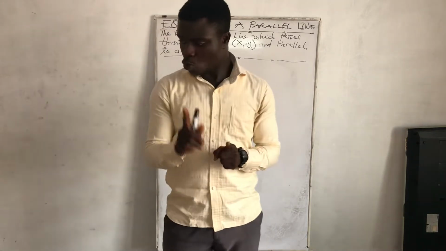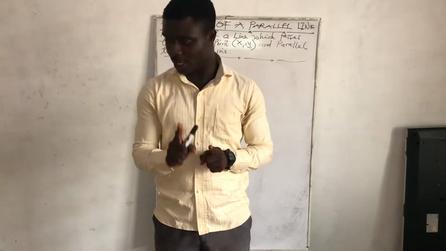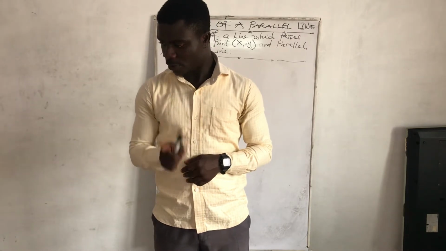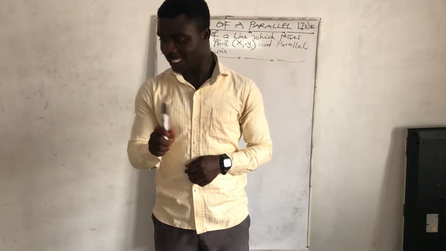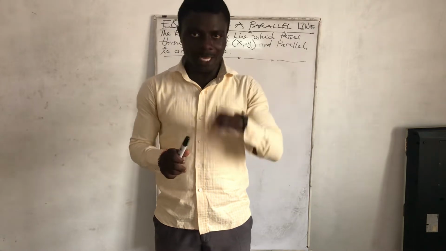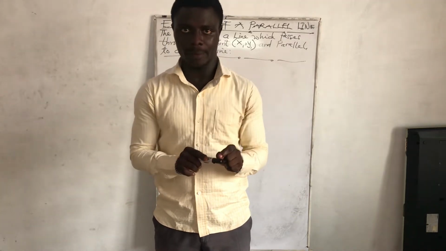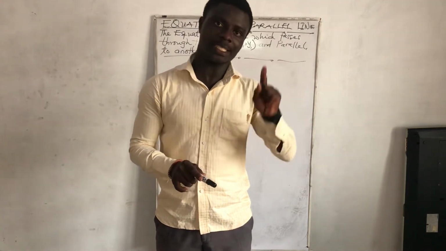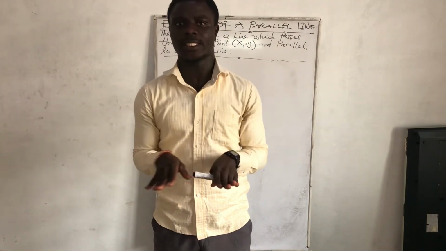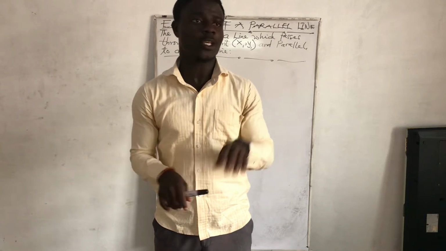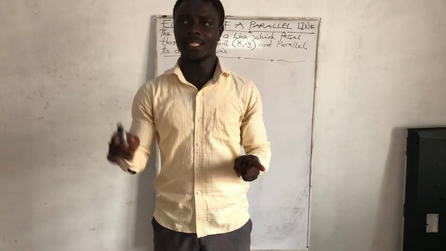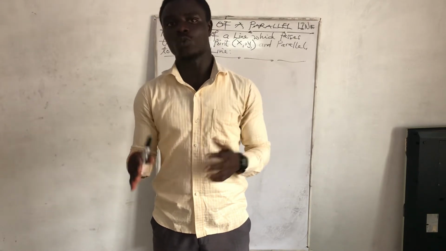Listen: two or more lines are said to be parallel if they have the same gradient. That is, if the gradient of a line is m, then the gradient of the line parallel to it is also m. They all have the same gradient. So if this line has a gradient of 3, the other line L2 will also have a gradient of 3.